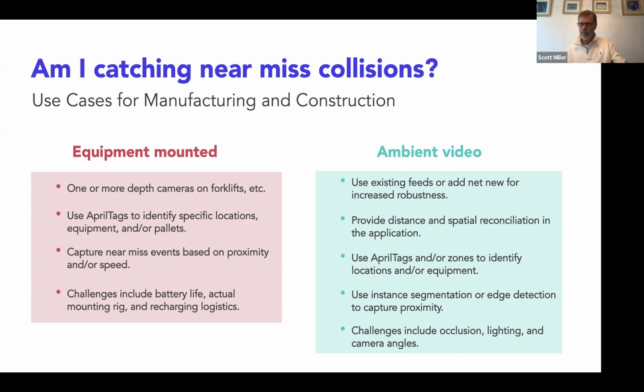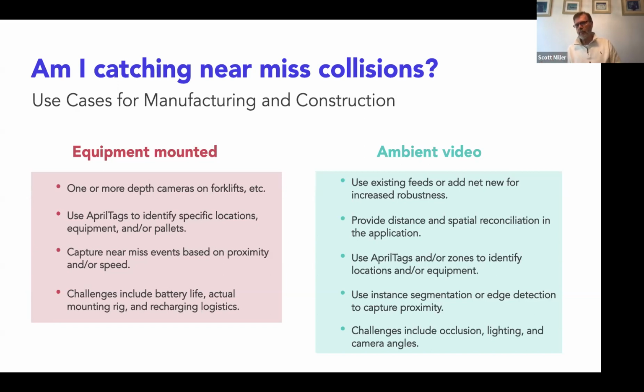The alwaysAI platform supports April tags natively, so it's super easy to use. And now you know what you're near, right? So April tags identify specific locations, and you can capture events like "I'm going too fast, I'm almost hitting things," et cetera, based on the combination of these two. So boom, you're going to dramatically increase the number of near misses that you catch.